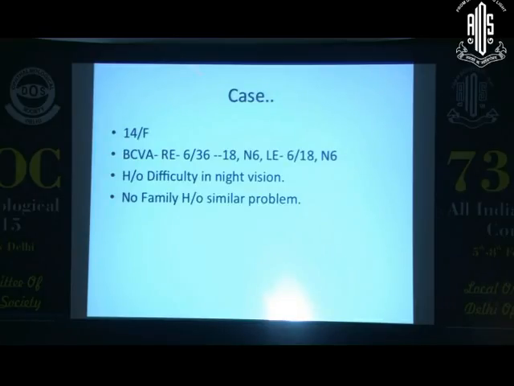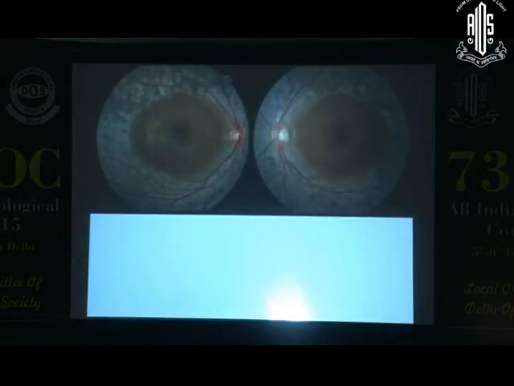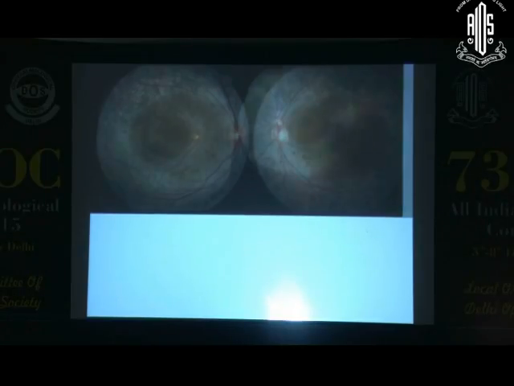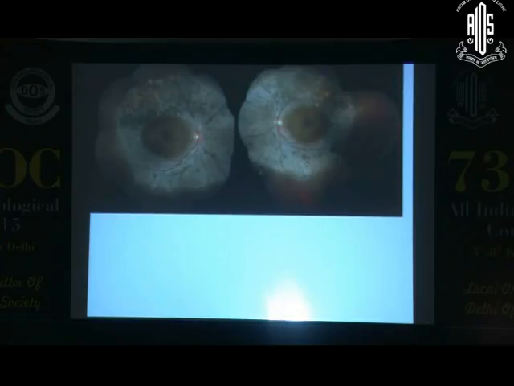So this is a 14-year-old child with difficulty in night vision. Okay, so this child basically has night vision difficulties, and it's something Ashwin has already shown. I want to bring this to you because look at those characteristic nummular pigments all around. So let me show this further. So that's what it is.